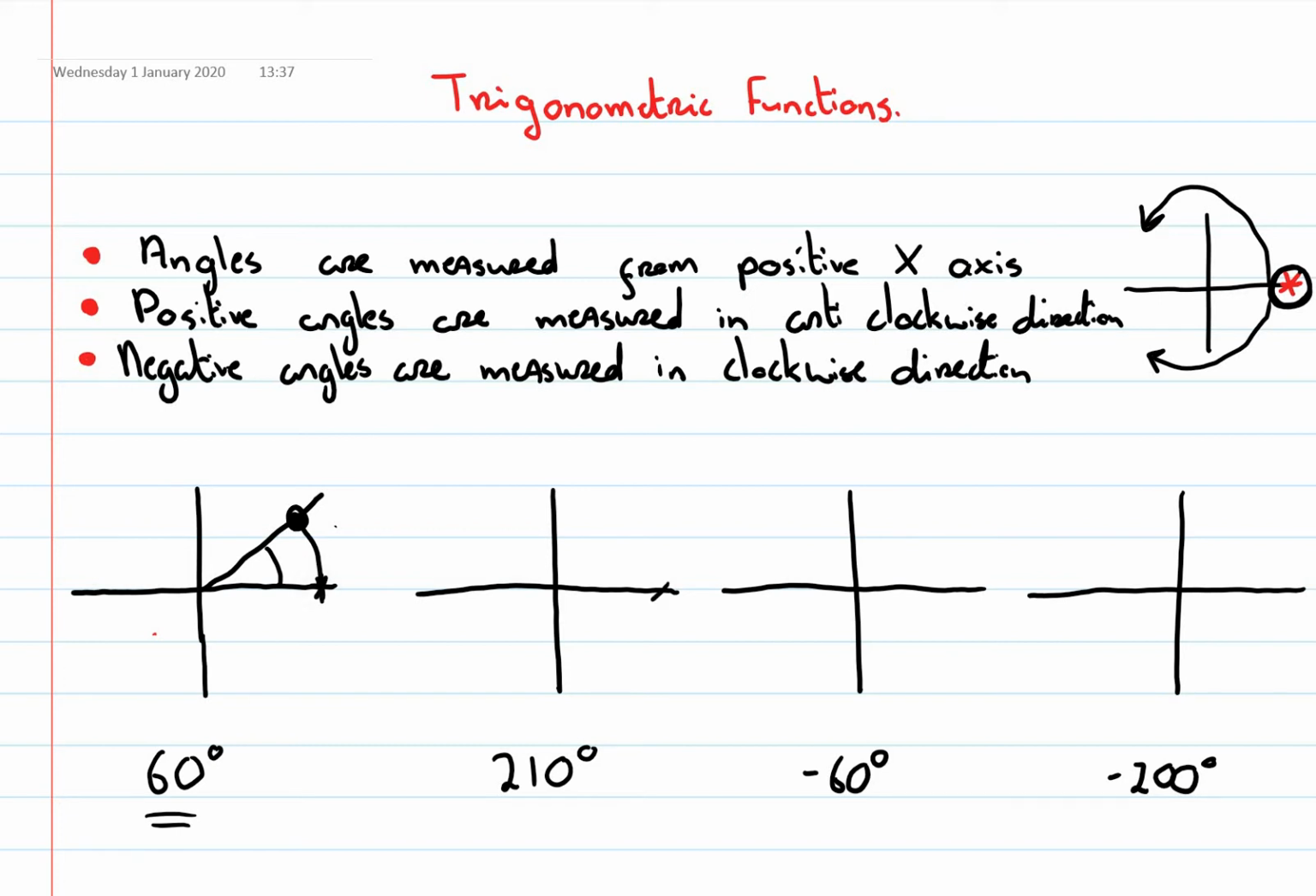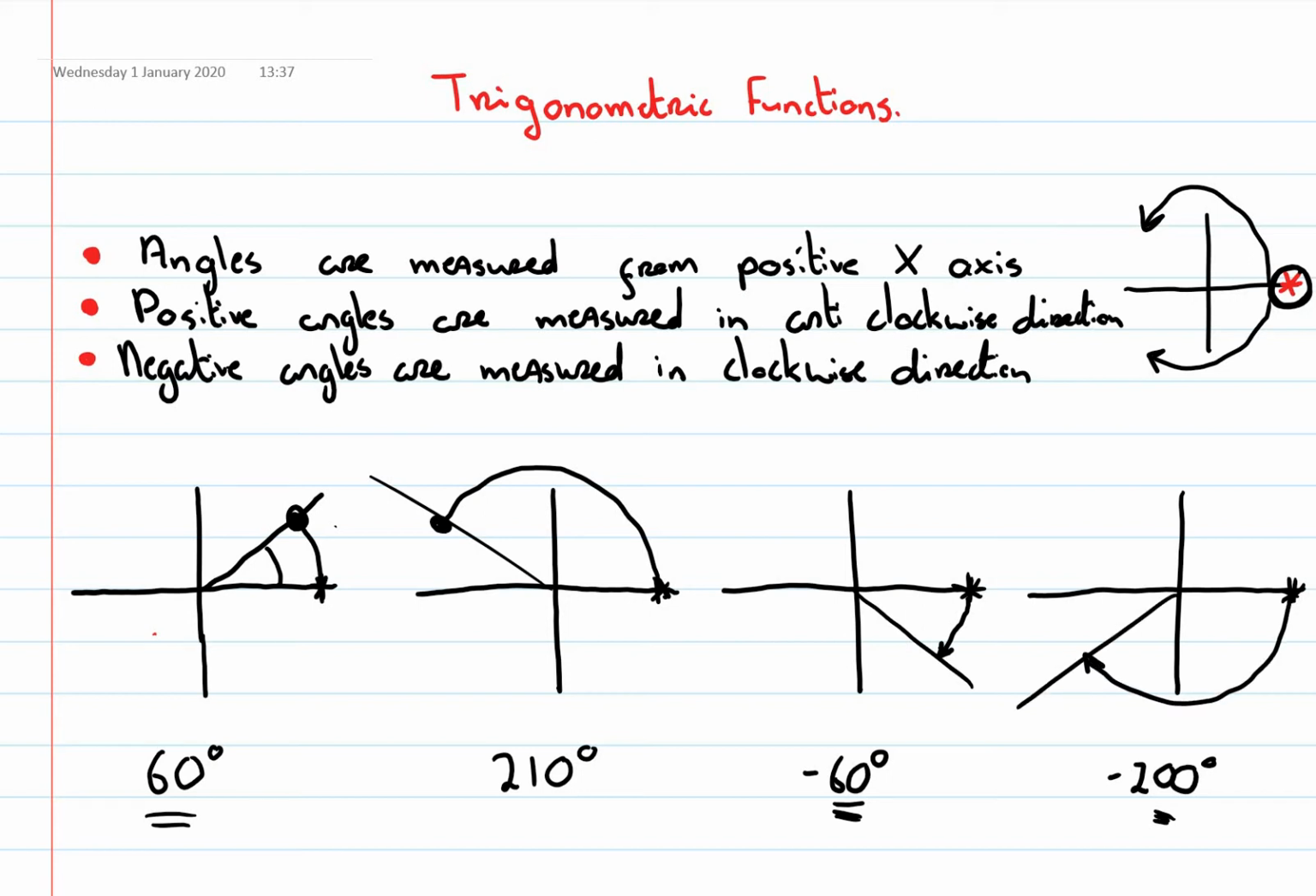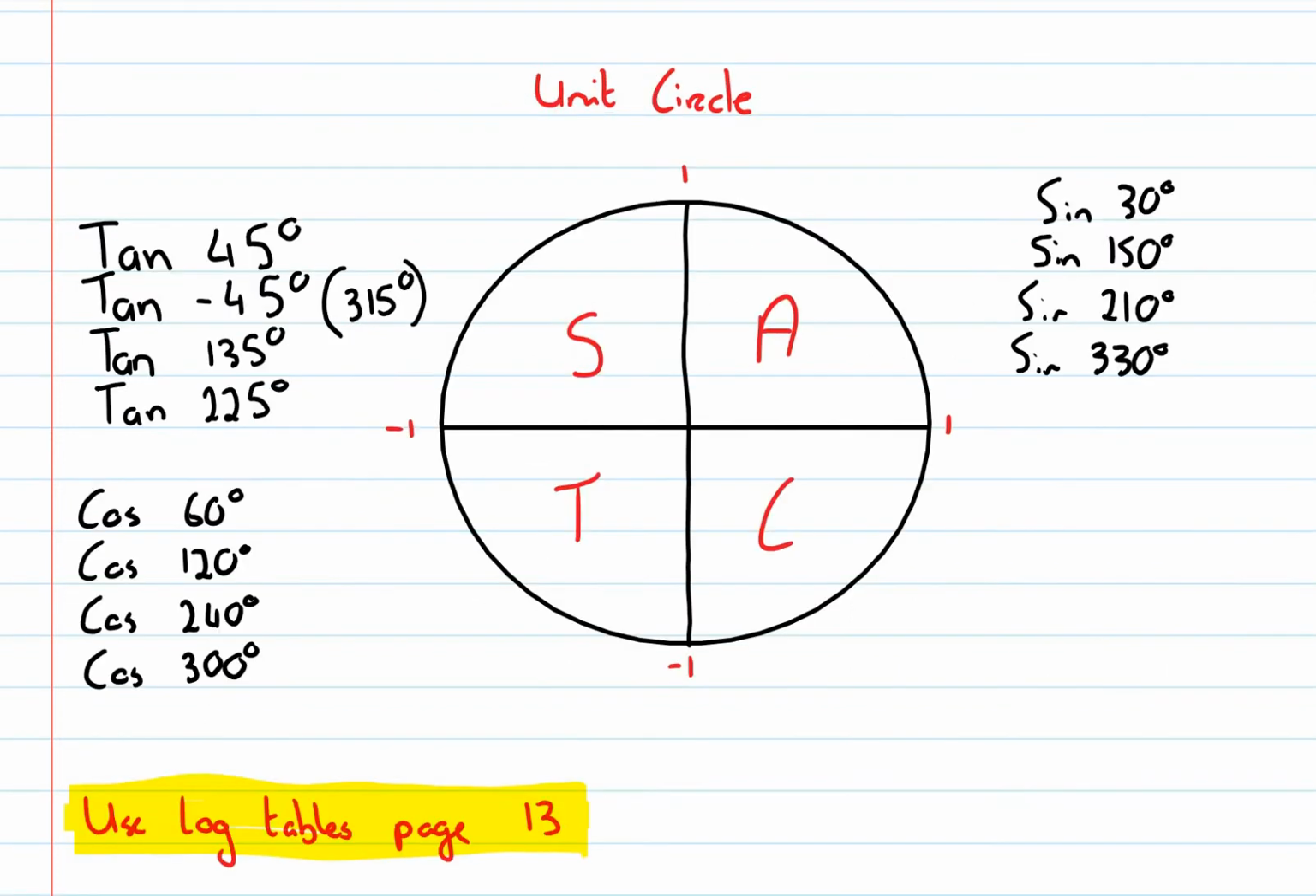110 degrees, again it's positive. We measure from here, and it'll get us to about here. Next one, minus 60 degrees. This is negative. We're starting the same place, the positive x-axis, but this time we're measuring clockwise, 60 degrees. So here. And lastly, minus 200 degrees. So again, it's negative, so we're measuring clockwise, and it's 200 degrees this way. So here. Okay.